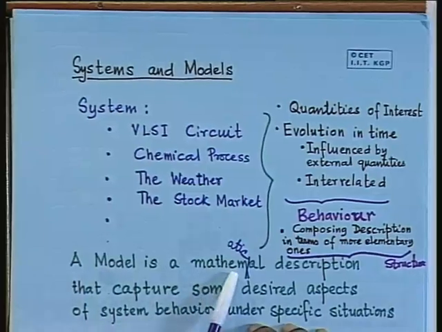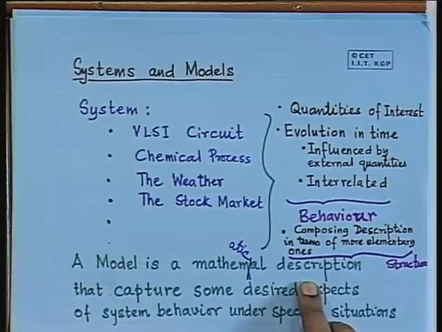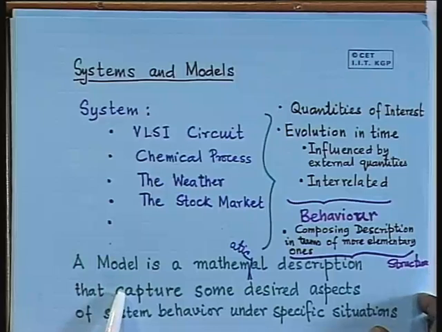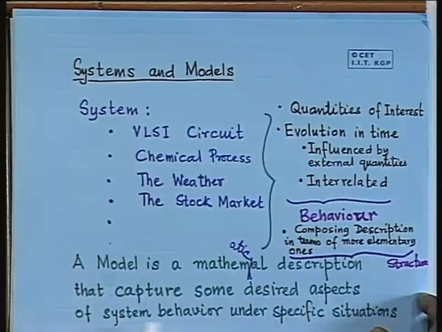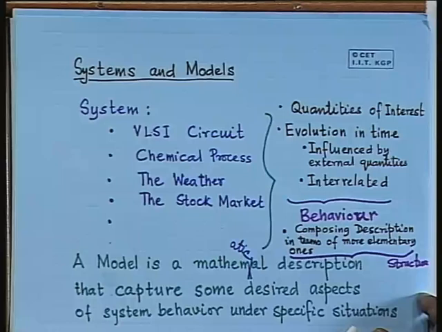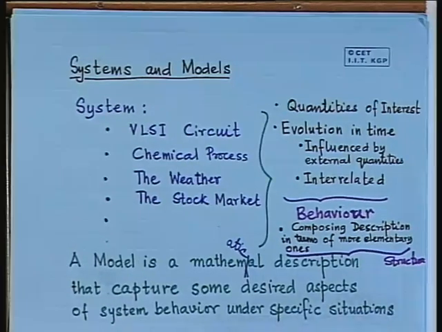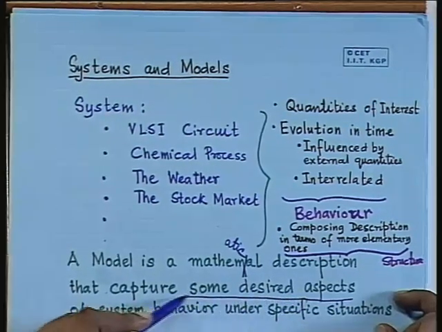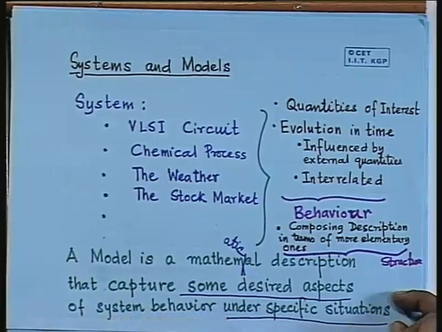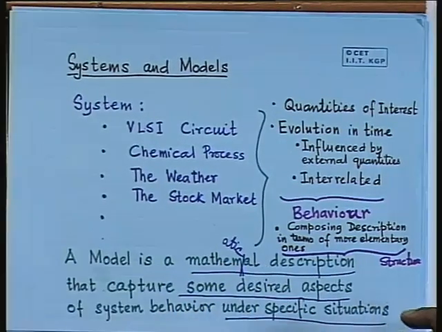A model is a mathematical description that captures some desired aspects of system behavior under specific situations. So these are important things. So basically a model is a mathematical description of behavior, but it may not describe the behavior under all situations.